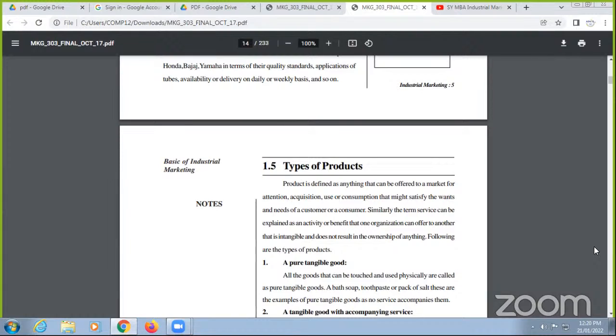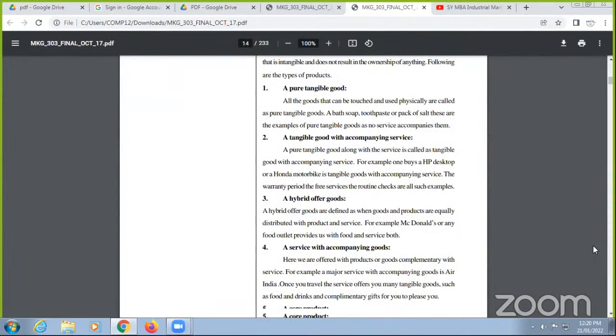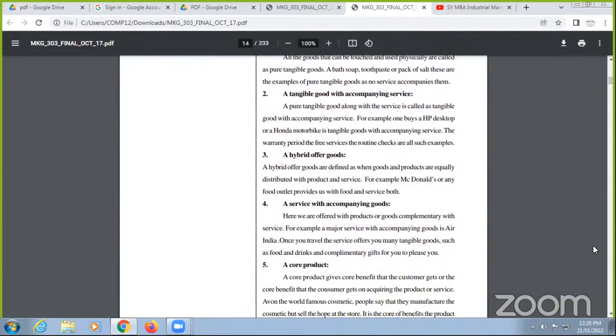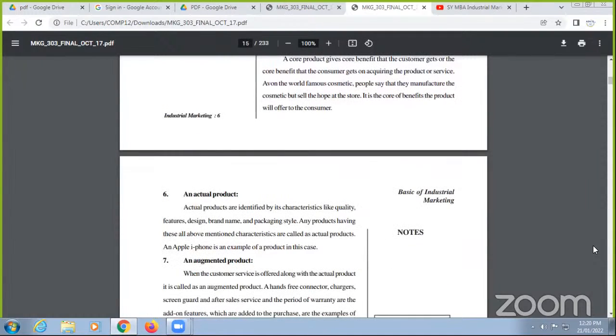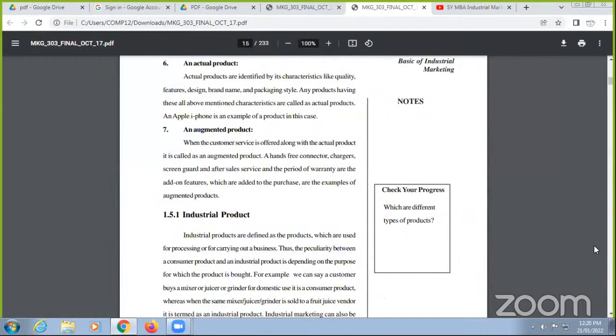Following are the types of products. First type is pure tangible goods. Second, tangible goods with accompanying service. Third, a hybrid of goods and service. Fourth, service with accompanying goods. And fifth, core products, actual products and augmented products.